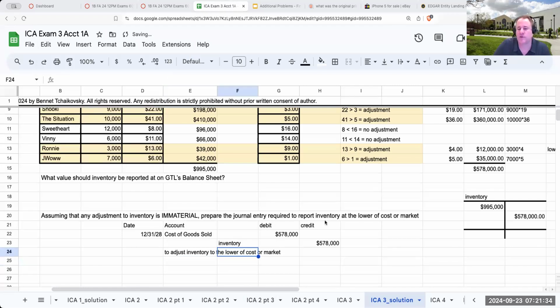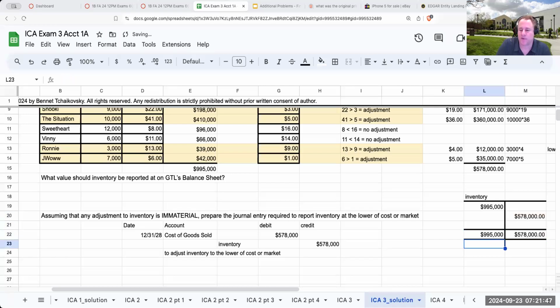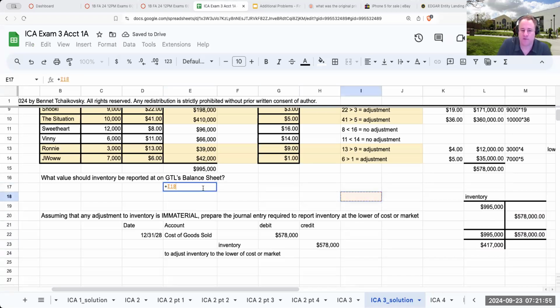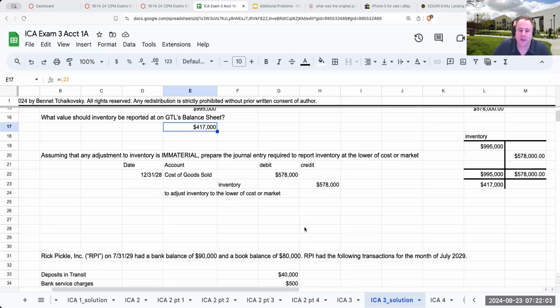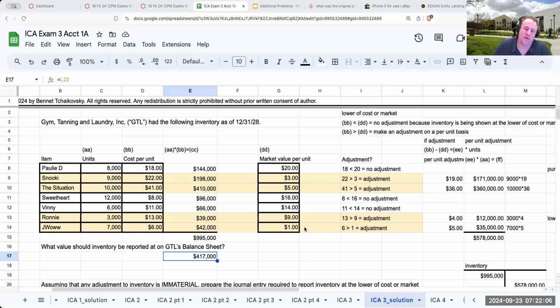There are a couple of different ways you can do these problems, but this is the way I'm doing it. Now, when we look at what value should inventory be reported at on GTL's balance sheet, I say my inventory was at 995. After the adjustments, it's now at 417. So what value should inventory be reported at on GTL's balance sheet? It's going to be 417,000. So this is a quick question involving lower of cost or market, just to introduce you to how we do these things.